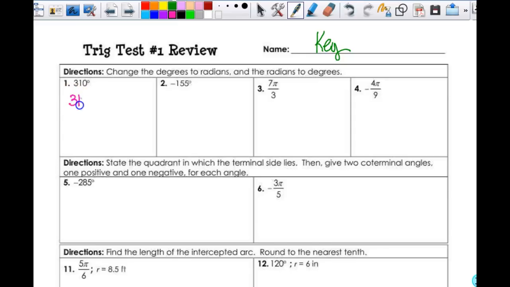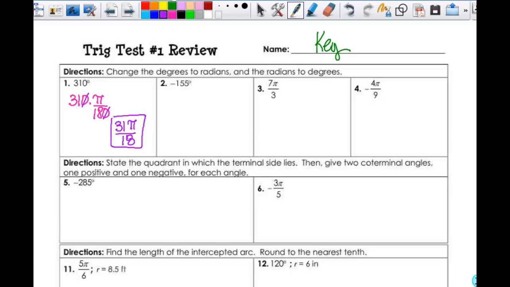So I just need to go ahead and multiply. 310 times pi over 180. And then I can divide them both by 10, so I can cancel out the zeros. 31 is a prime number, so I really can't do anything else. So it's 31 pi over 18.